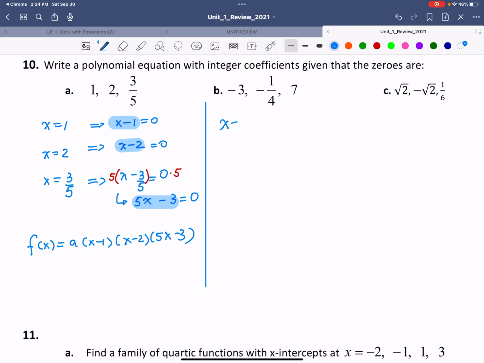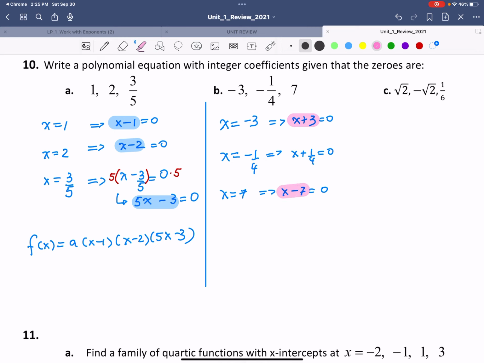I'm going to list the roots at negative 3, negative 1 over 4, and x equals 7. Same process. The first factor here will be x plus 3. Again, take the negative 3 to the other side, equals 0. So there goes our first factor. The second factor would be x plus 1 over 4 equals 0. And the last one is x minus 7 equals 0. So here goes the third factor.